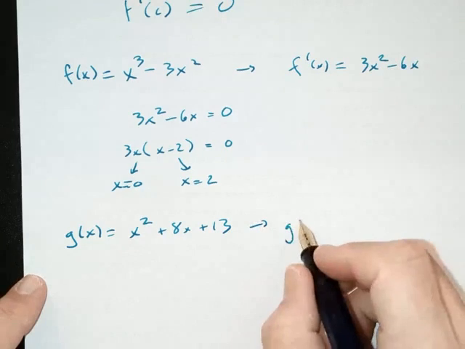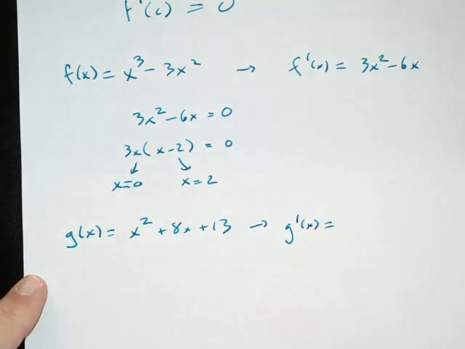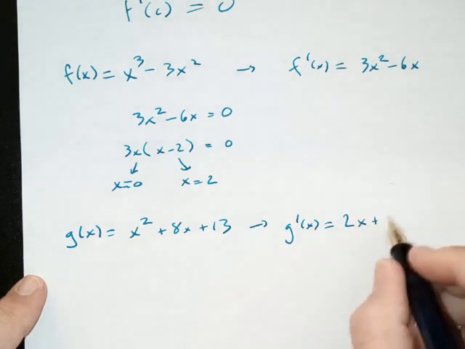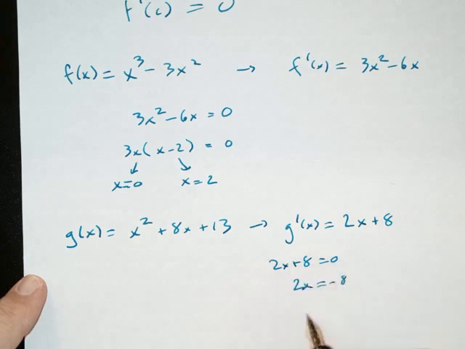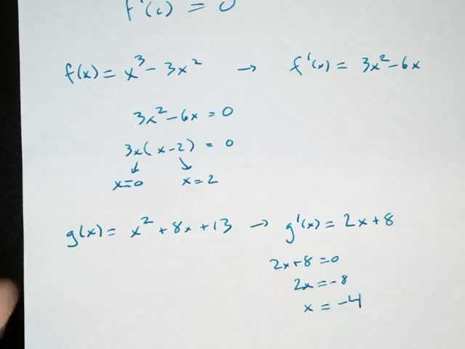What's the derivative here? 2x plus 8 is equal to 0 precisely at x equals negative 4, exactly where we saw our minimum. Questions?